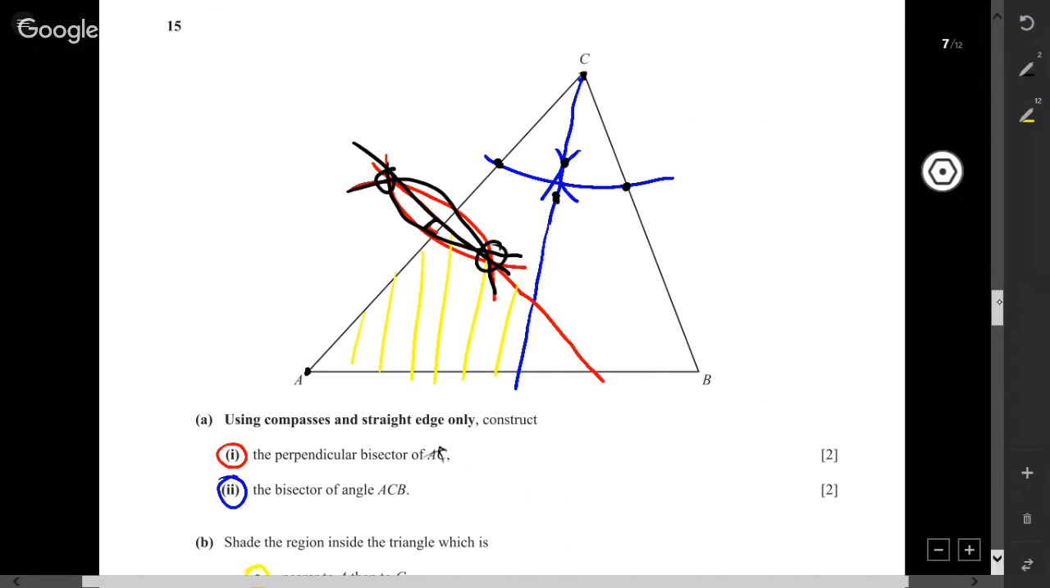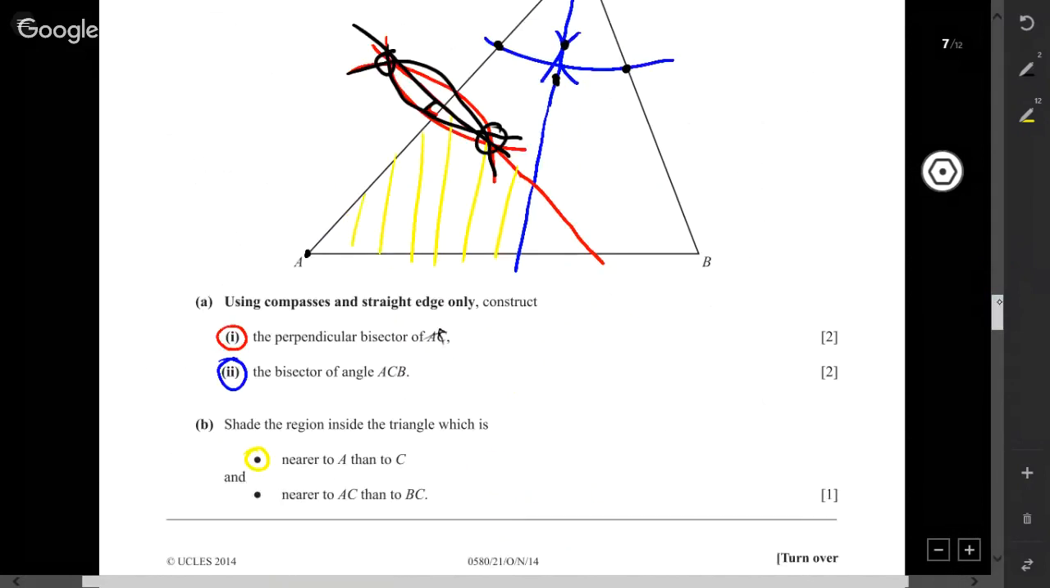The next question wants us to shade in the region inside the triangle, which is nearer to A than C. So A is here, C is up here, so this is nearer to A. And the region also nearer to AC than BC. So therefore, we want it on this side of our angle bisector line, the blue. So it's just this shaded region here. So it's on the A side of the perpendicular bisector and the AC side of the angle bisector. And that's the shaded region they want you to show.